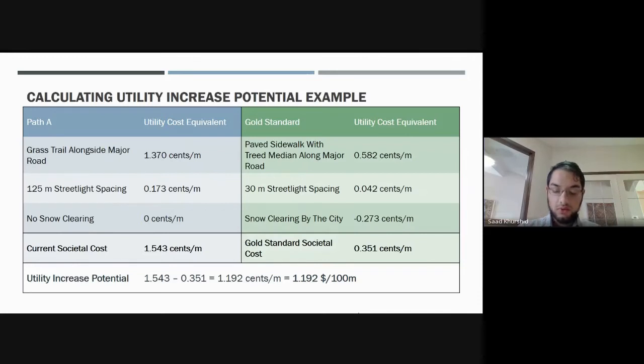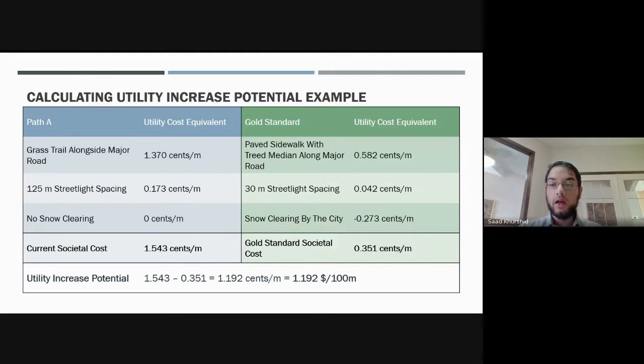For paths along major roads, the lowest possible societal cost for a path using our utility function parameters is 0.351 cents per meter, or 35.1 cents per 100 meters, which is for a paved sidewalk separated from the major road with a median, with street lights at 30 meters, which is the distance that pedestrian scale lighting is often spaced at, with snow cleared by the city. So for all paths along major roads, whether it's along 32nd Ave or 16th Ave or whatever, the gold standard utility is 35.1 cents per 100 meters per trip.